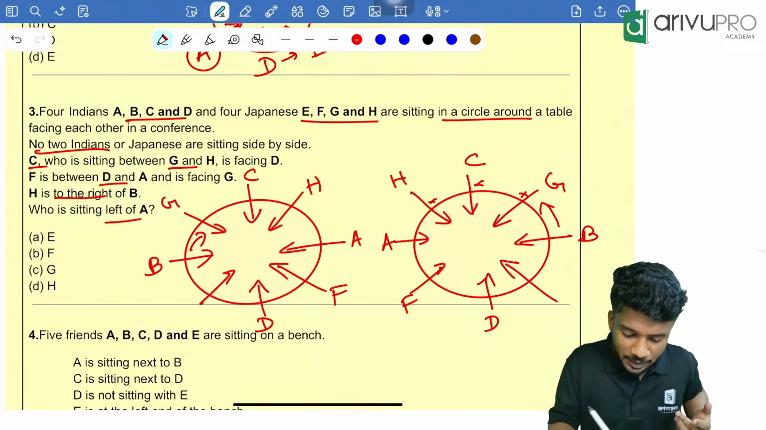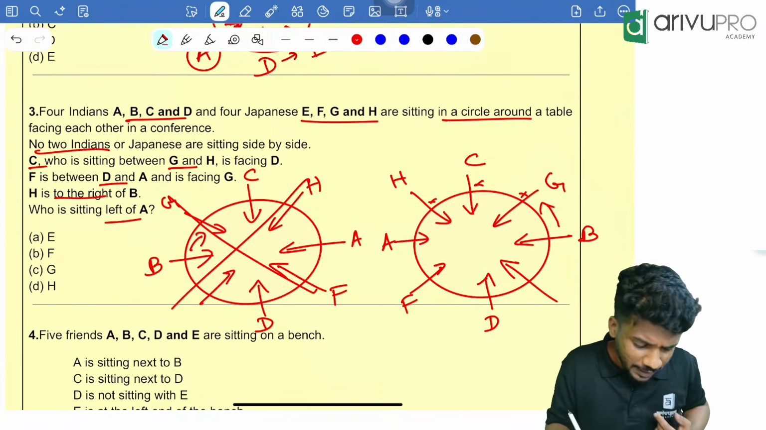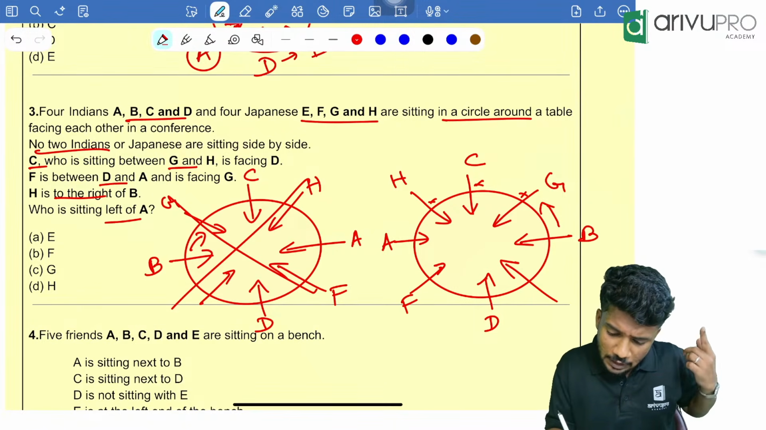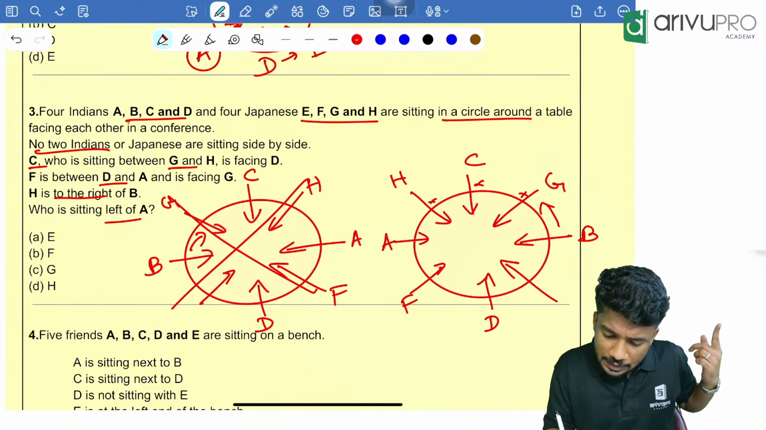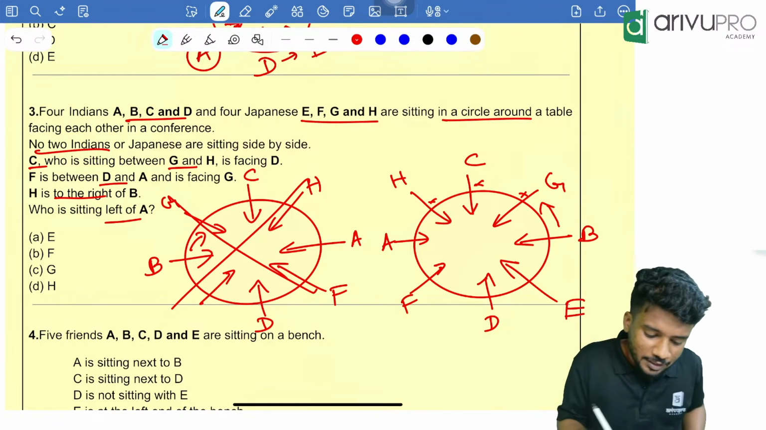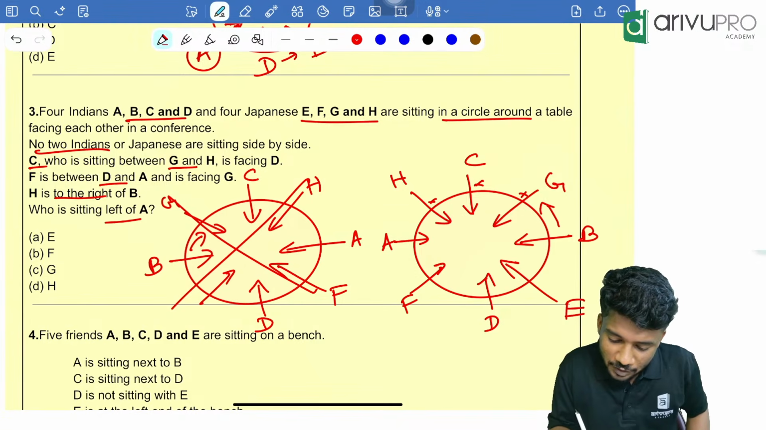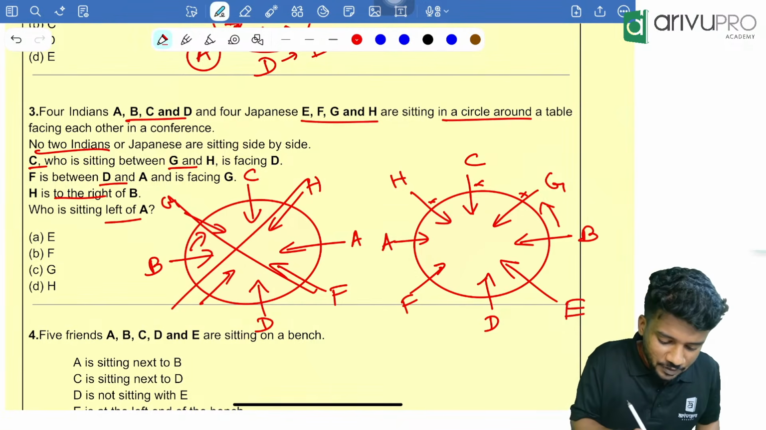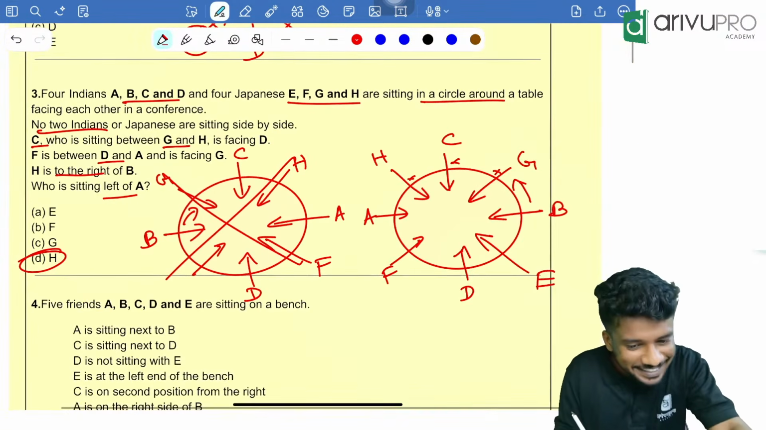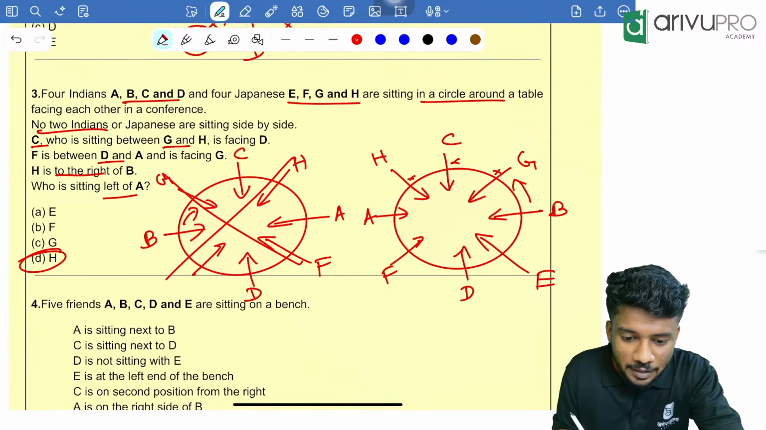Now people, who is remaining now? That means this is wrong. Who is remaining now? A, B, C, D, E is remaining, right? E is over here. Now the question is, who is sitting left of A? The answer is H. Option D is your answer. Yes, immediate neighbors. Okay.